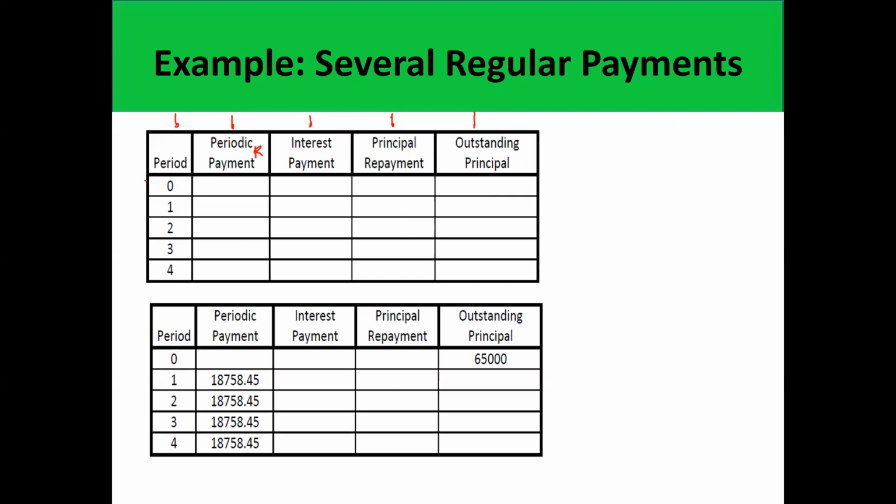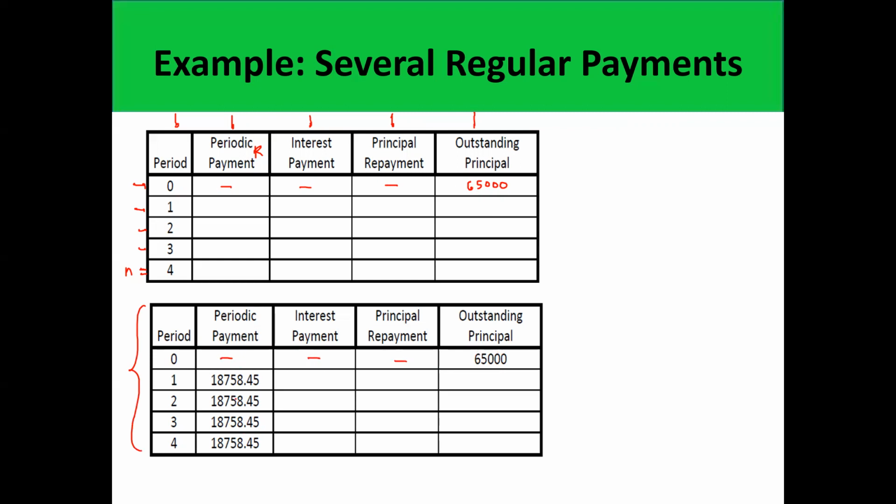So now for the rows, since we computed n to be equal to 4, so there must be 4 periods, but our first row should be period 0. So in period 0, we don't put anything in the periodic payment, interest payment, and principal repayment, but we have to put the present value of the annuity, which is 65,000 pesos. So, which leads us to the following second table in this slide. So the 65,000 is here in the outstanding balance in period 0.